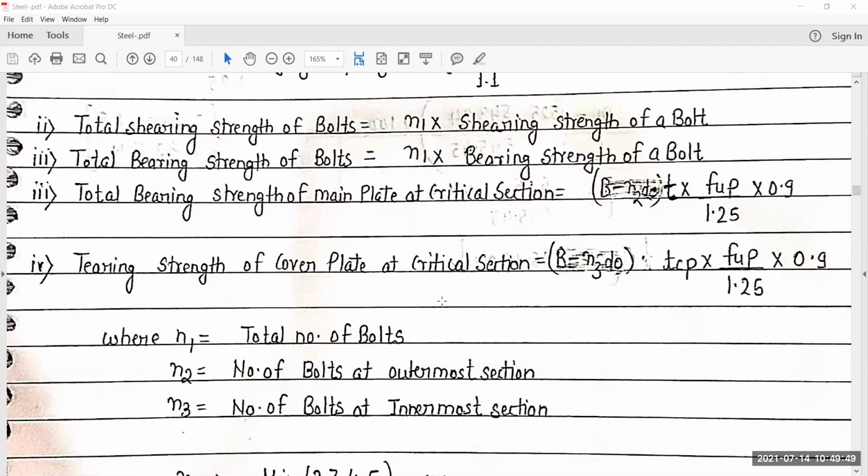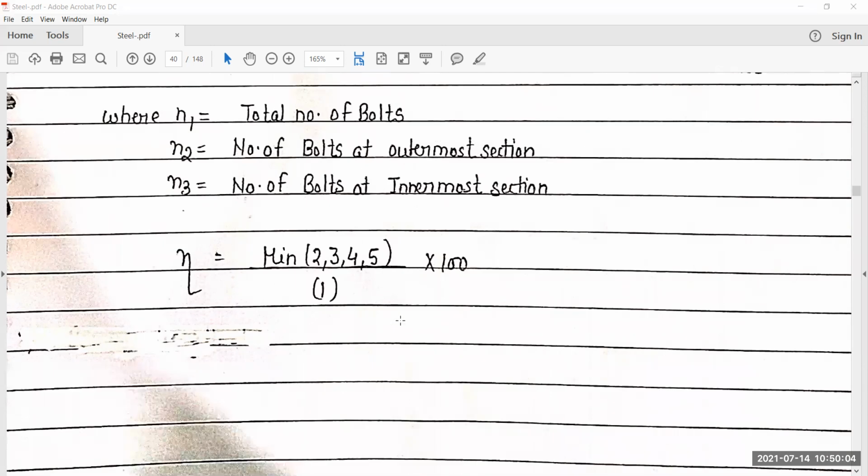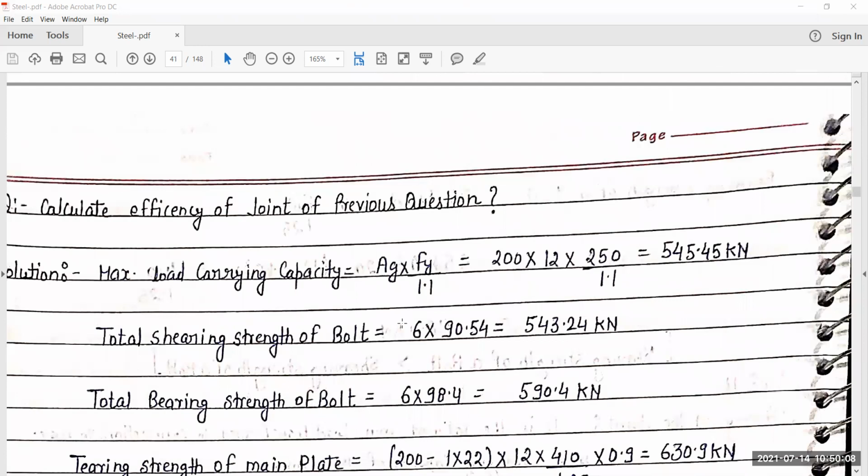So now this is the number of bolts. Now is the total number of bolts, n1 is the number of bolts at the outermost section, then n3 is the number of bolts at the innermost section, n2 in between. Then calculate the efficiency of joint from the previous question.